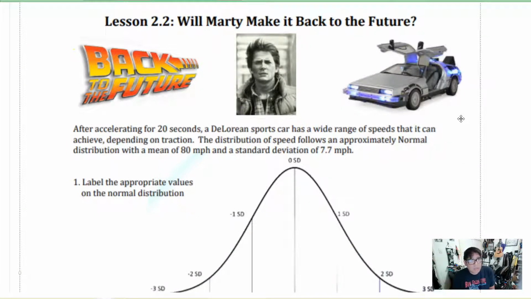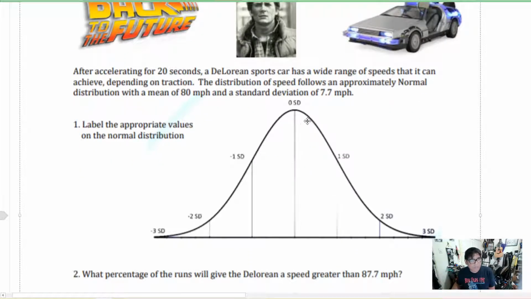We've got, will Marty make it back to the future? After accelerating for 20 seconds, a DeLorean sports car has a wide range of speeds it can achieve depending on traction. The distribution of speeds follows an approximately normal distribution with a mean of 80 and a standard deviation of 7.7. So part 1 here says to label the appropriate values on this normal distribution.